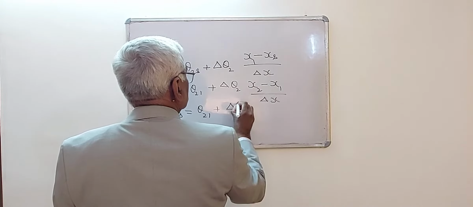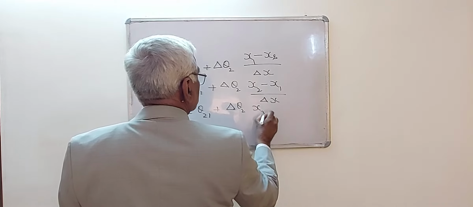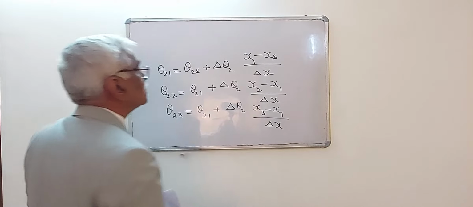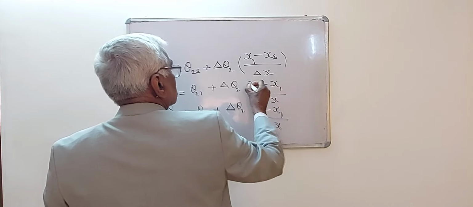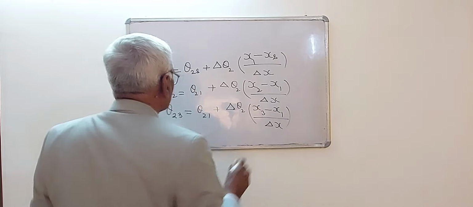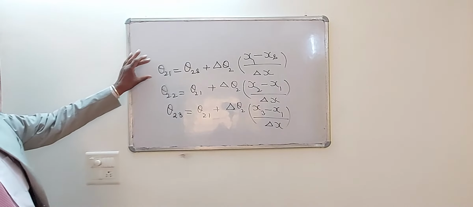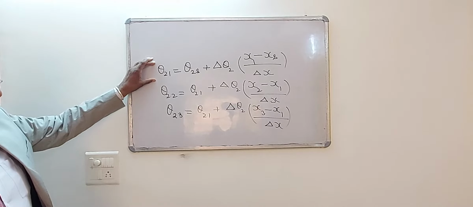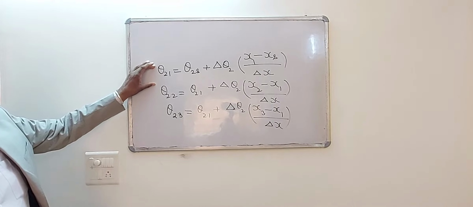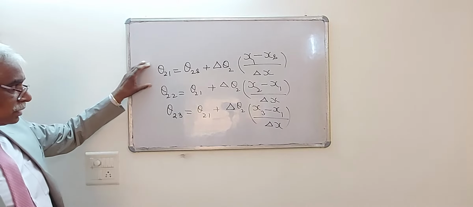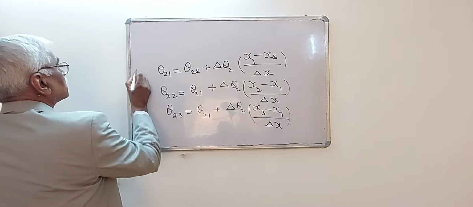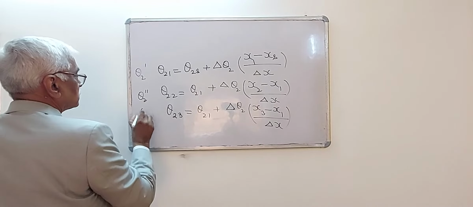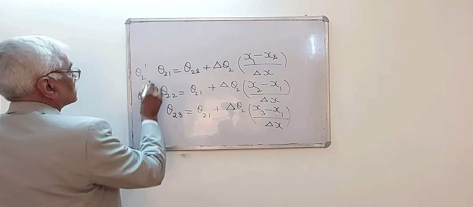Delta theta 2 is x3 minus x1 divided by delta x, like this. These are the three positions of the input link. It could be written as theta 2 dash, theta double dash, theta triple dash. It could be written like this.